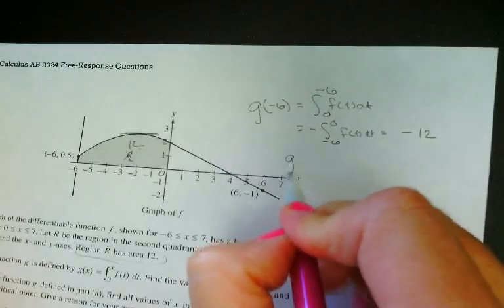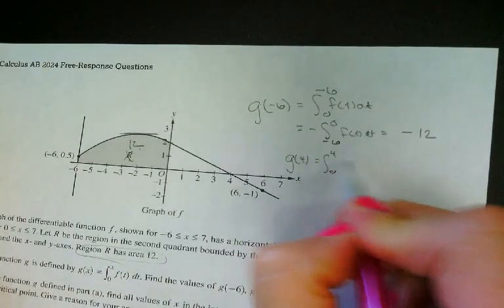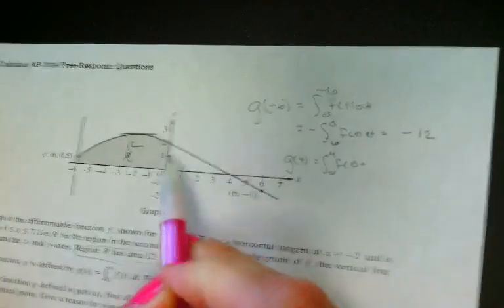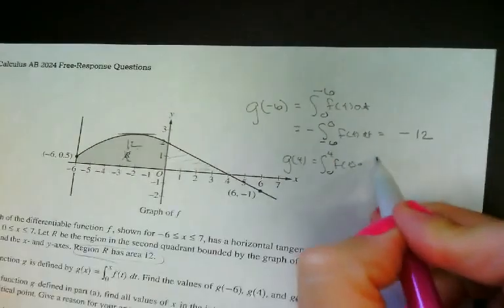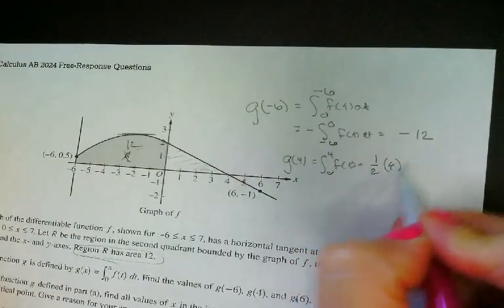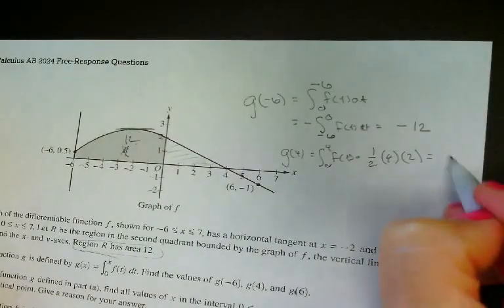Then I want g of 4. So again, I'm just replacing that x with 4. So I want the area from 0 to 4, which is a lovely triangle. So I'm just going 1/2 base times height. So 1/2 times 4 times 2 should get me a nice area of 4.